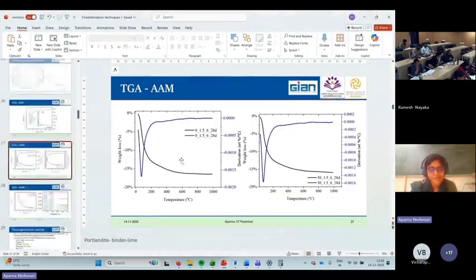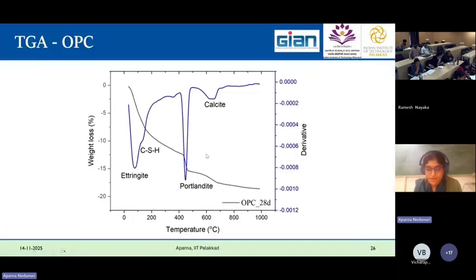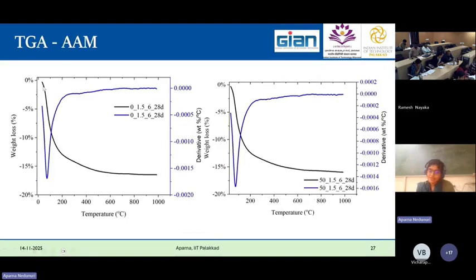Now, if we see TG of alkali activated materials, unlike OPC, where we have several different types of hydration products or weight loss, in alkali activated material we'll only see a single, predominant weight loss in the initial regions, and later on we'll not see a significant weight loss. This predominant weight loss is due to the removal of water from CaSH.